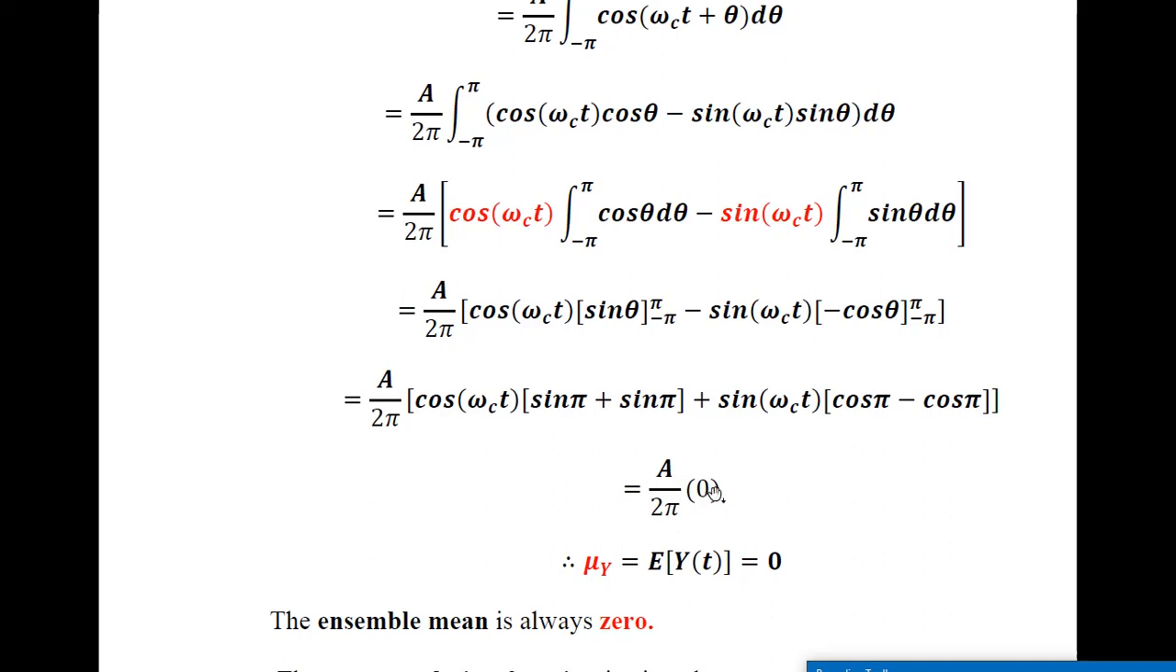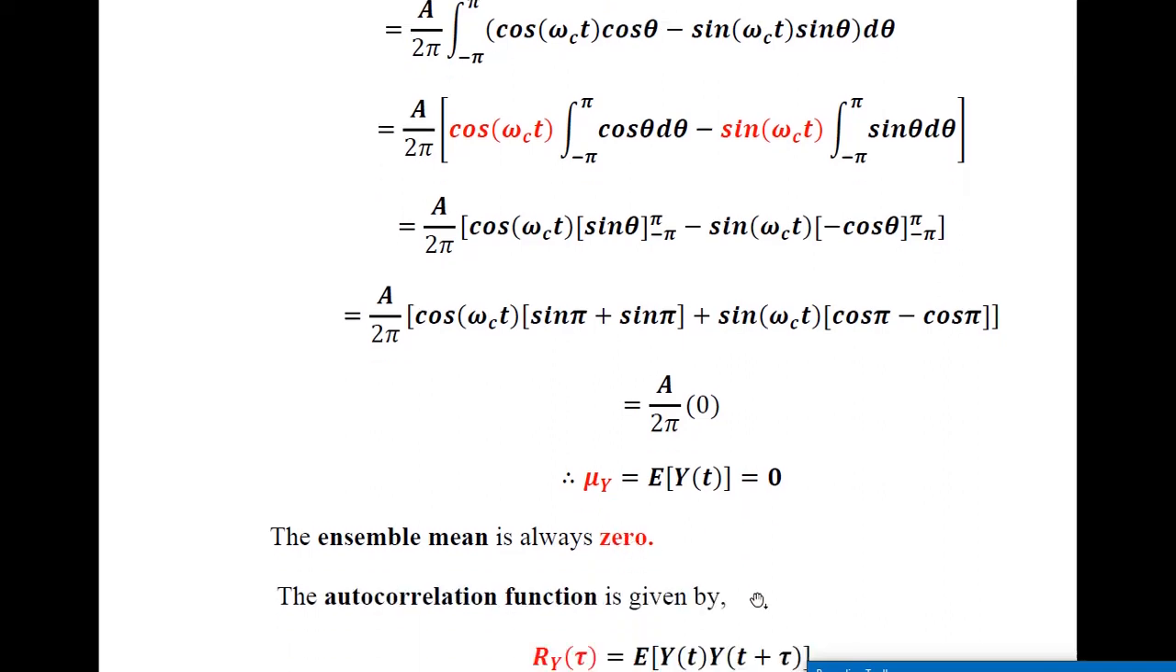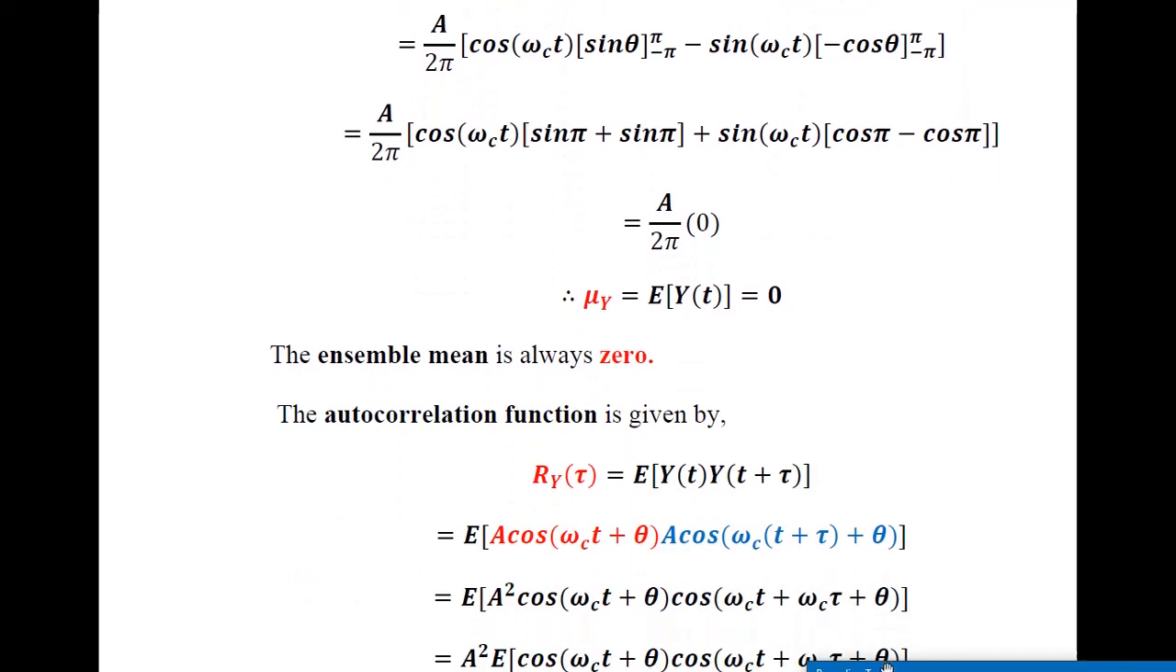A by 2 pi into 0. Whatever is enclosed in the square braces, everything is going to culminate in a value equal to 0. So this resultant value of 0 is multiplied to obtain the final value. So the mean value of the given random process y is equal to the expectation operator of the random process y of t is equal to 0 here. So this means that the ensemble mean or average is always equal to 0. This is a very important conclusion which we can find here.